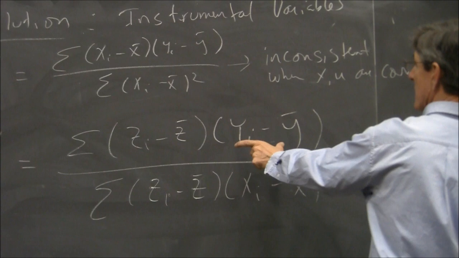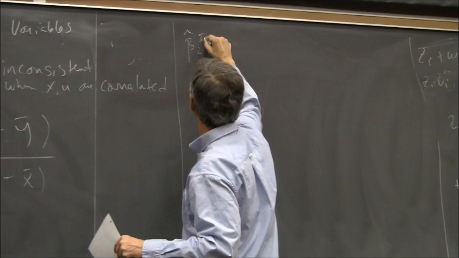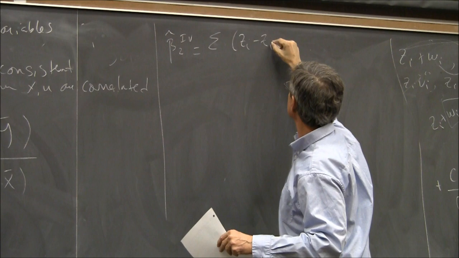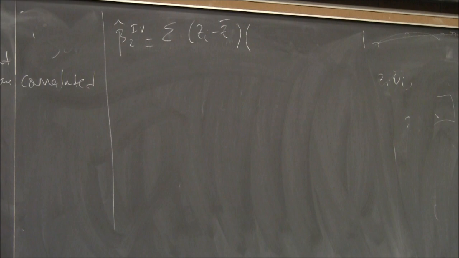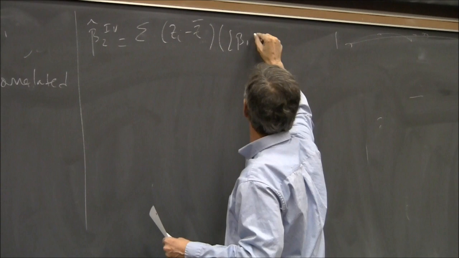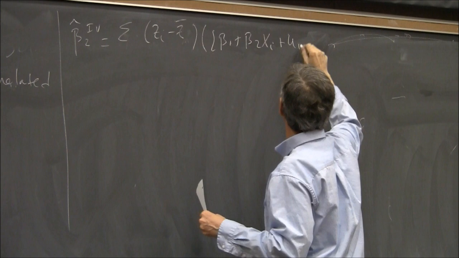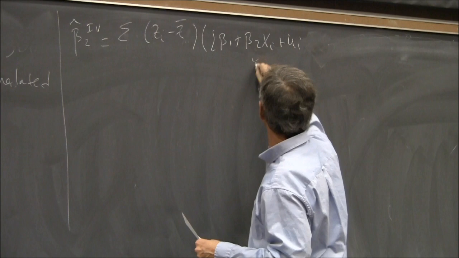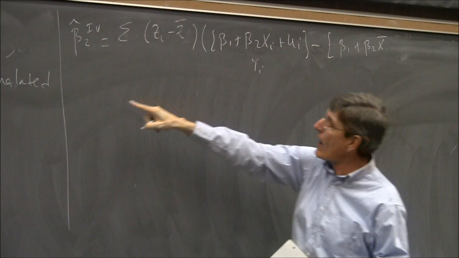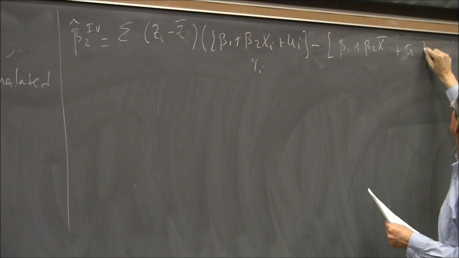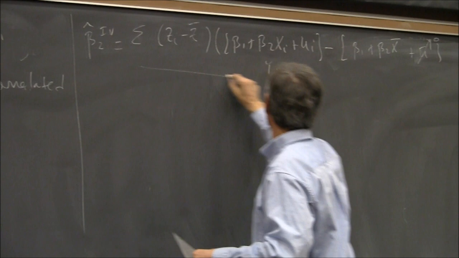So beta 2 hat IV is the sum of the zi minus z bar times yi minus y bar. But we know what yi and y bar are. So let me write that out. This is beta 1 plus beta 2 xi plus ui, that's yi, minus beta 1 plus beta 2 x bar plus u bar, because I want to take y bar. But u bar is zero. So this is just yi minus y bar.